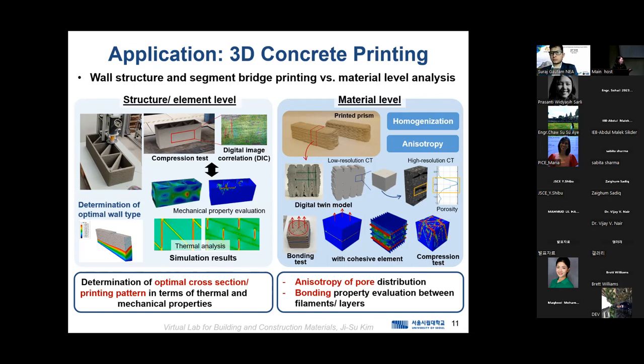printing structure. And at the material level, because it is a printed material, a printed structure, it has layers and also filaments. So we have to consider the anisotropy of the pore distribution inside the structure. This anisotropy is also very difficult to figure out, in terms of which effects will be affected in the printed structure. So now I'm focusing on analyzing the anisotropic pore distribution and also the bonding porosity between the interfilament and in the layers.